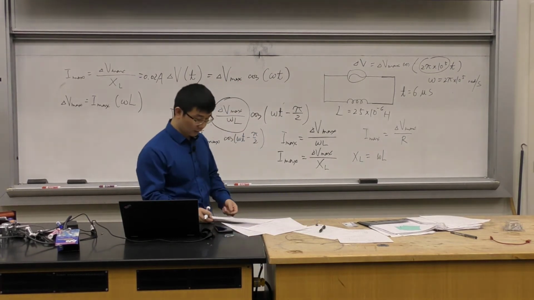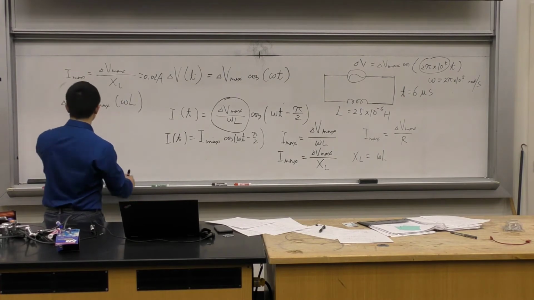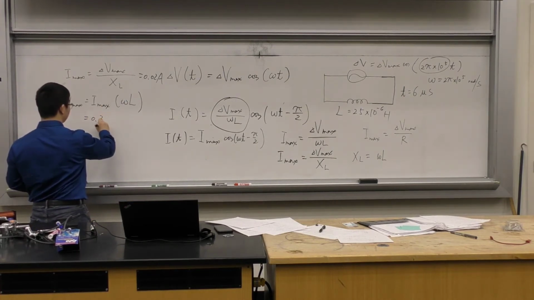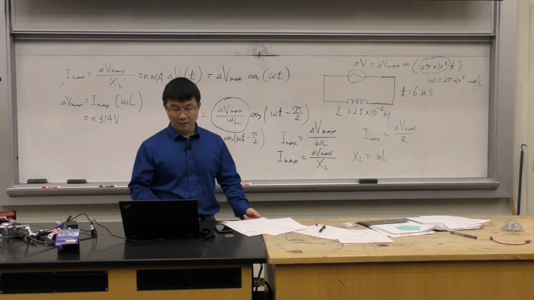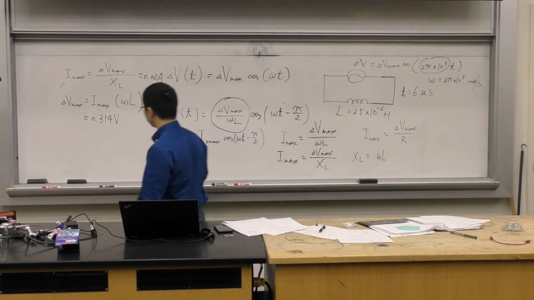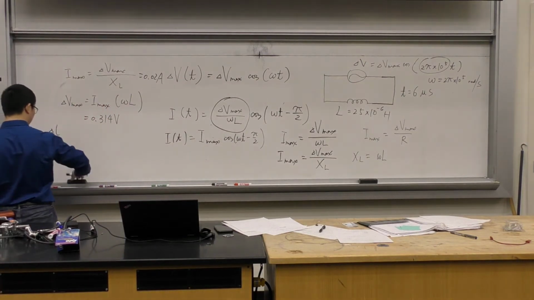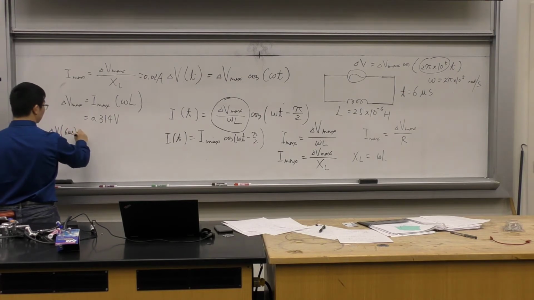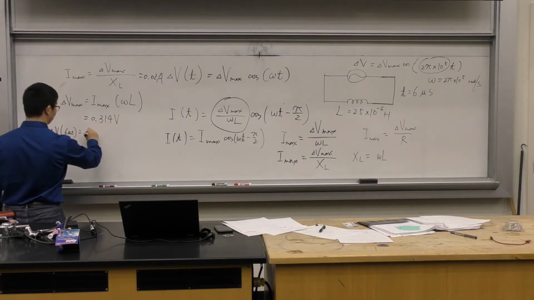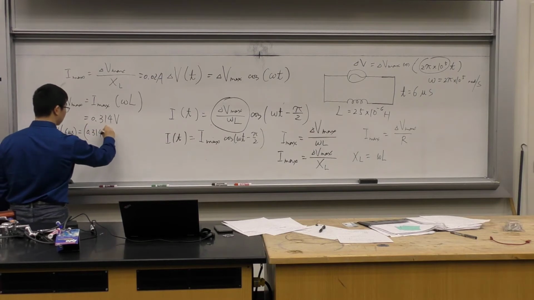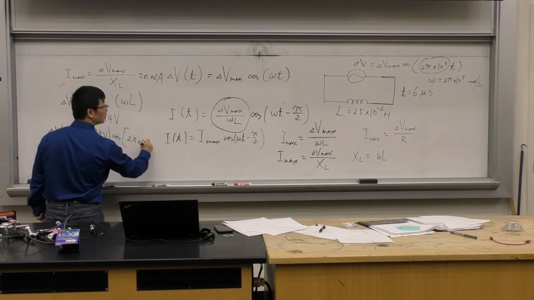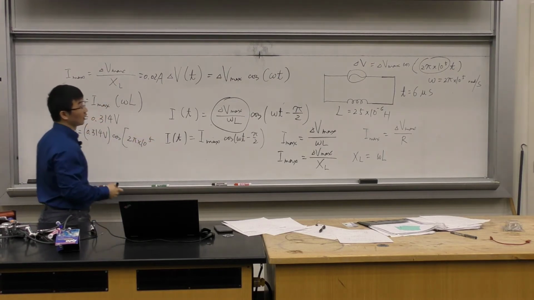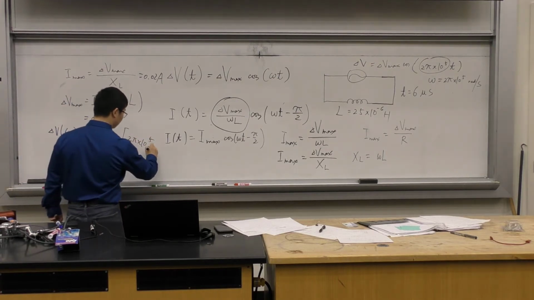First you find that this is going to be equal to 0.314 volts. That's the Vmax. Then you plug it in. So what is the voltage at 6 microseconds? Well, you're just going to plug that number in. This is Vmax cosine of 2 pi times 10 to the 5th times the time, 6 microseconds.